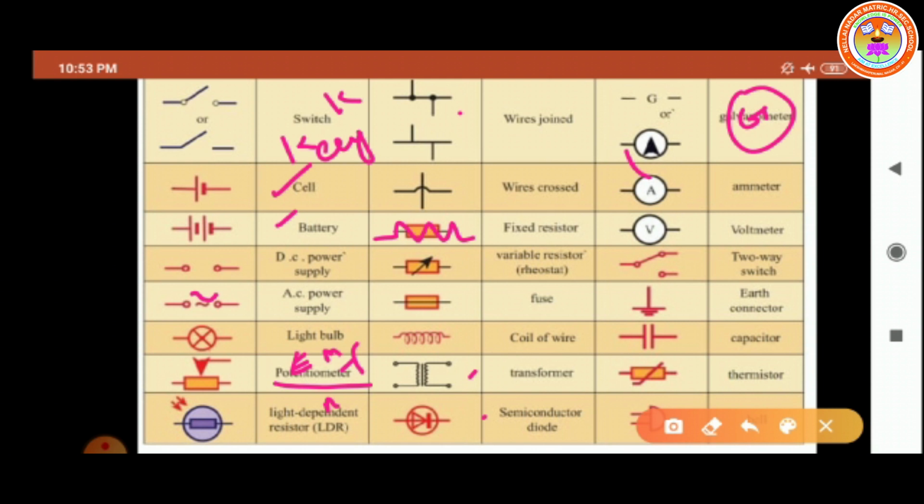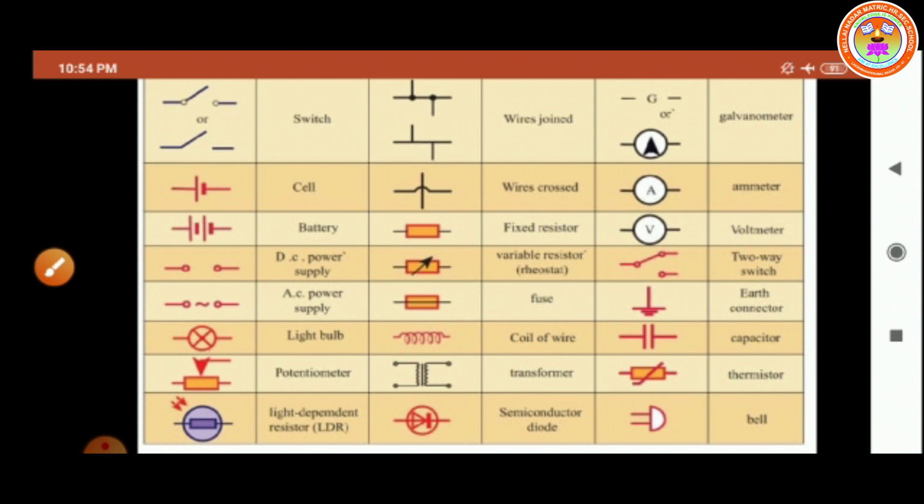Then what is the ammeter? What is the use of the ammeter? The ammeter is used to measure the electric current flowing through the circuit. What is the use of the voltmeter? It is used to measure the potential difference across the electrical appliances. And this is taken as a two-way switch. And this is taken as an earth connector. This is taken as a capacitor. This is taken as a thermistor. This is a bell. So these are some of the common symbols in the electrical circuit. Learn this tabular column also. A 2 mark question will come.